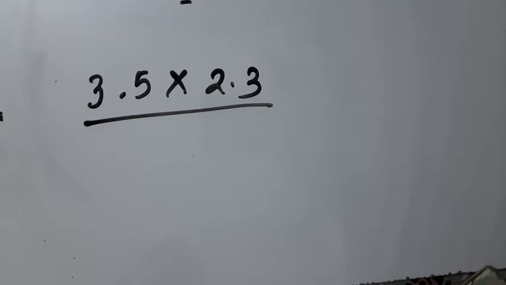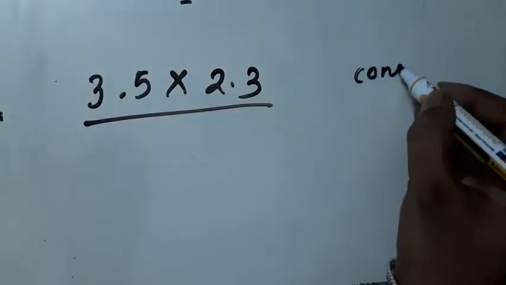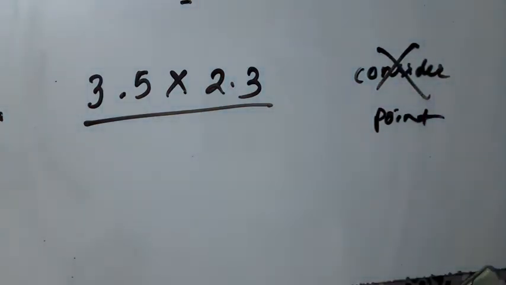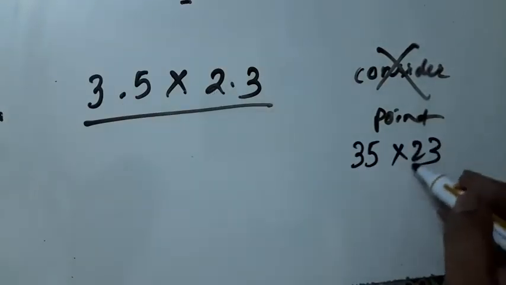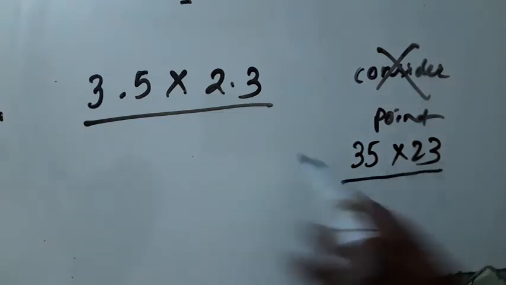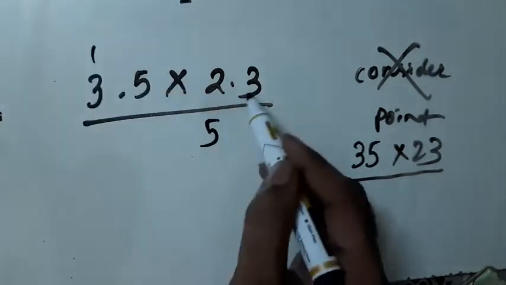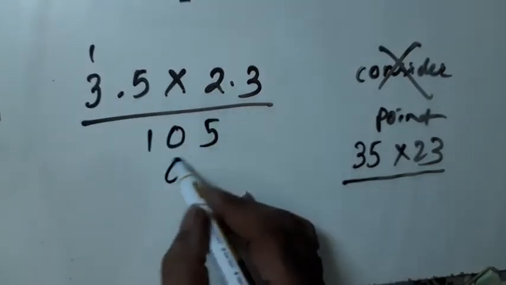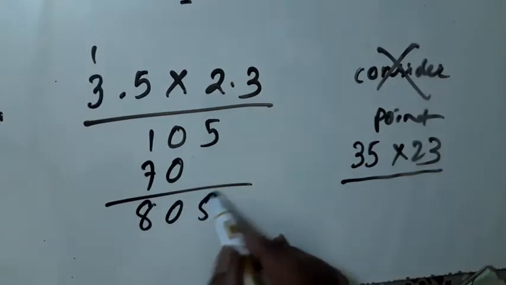Here the first step is we will multiply the numbers as they are without considering the point. If I don't consider the point, it becomes 35 and 23. So we'll just multiply 35 and 23 without the point. 3 5s are 15, we have 5 and carry 1. 3 3s are 9, plus 1 is 10. Then 2 5s are 10, 0 and carry 1. 2 3s are 6 plus 1, 7. So we get 805.